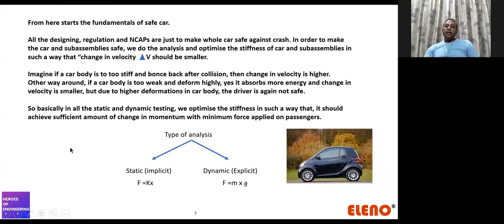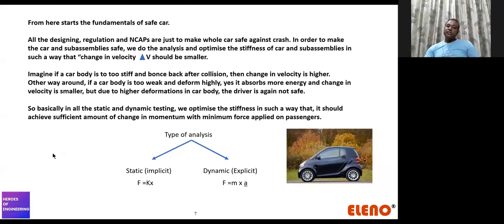Here, if you see, there are two basic types of analysis. I think most of the people working in the CAE field know that one is static and the other is dynamic analysis. The static analysis is simply implicit analysis, and the dynamic analysis is explicit analysis, in which we analyze the complete car crash. It works on the equation F equals ma. Let me touch a little bit on the static analysis. It works on the principle F equals kx.